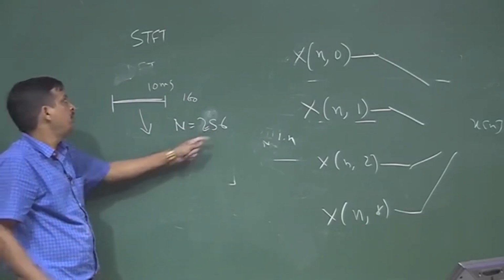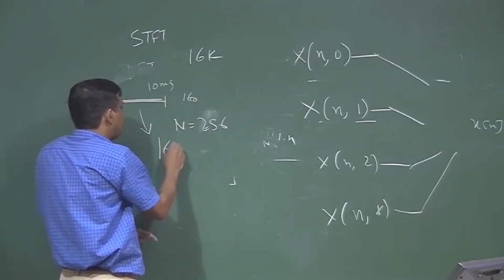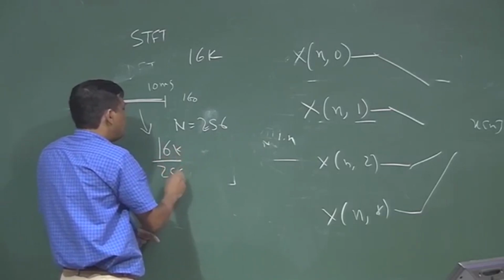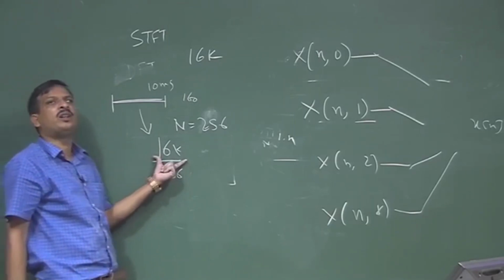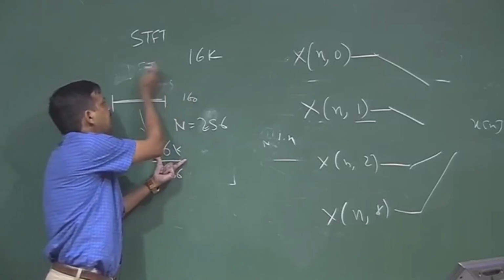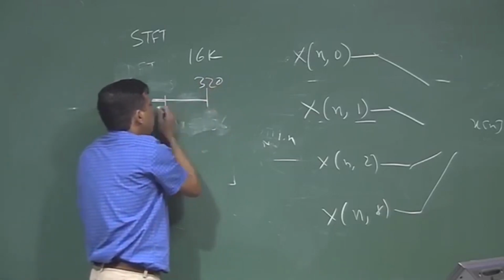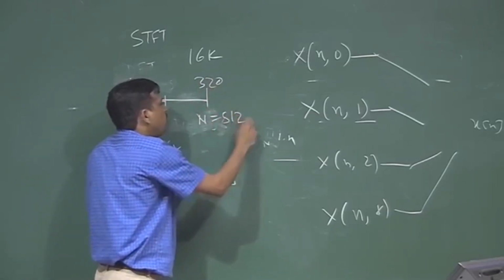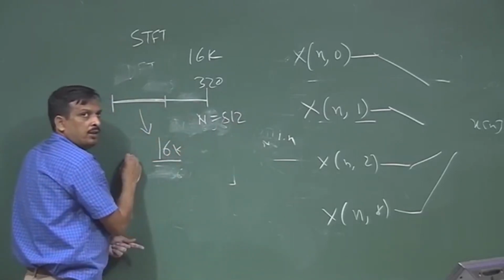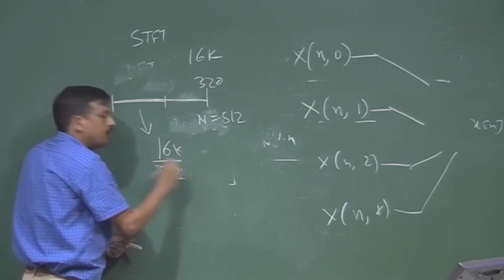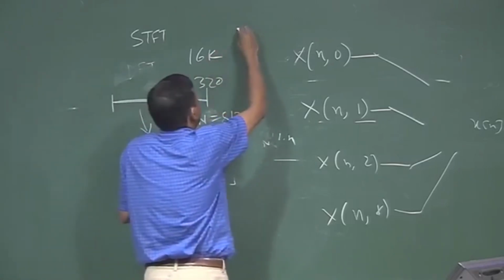Now, what is the resolution? If the signal is sampled at 16 kilohertz and N equal to 256, then 16k divided by 256 is my resolution. Now, if I want to increase the frequency resolution, then instead of 10 milliseconds, I take 20 milliseconds. Then it is 320 samples, and I can say N is equal to 512. If it is 512, this is the resolution. So, resolution is increased. What is the resolution? Resolution means this is a frequency scale.